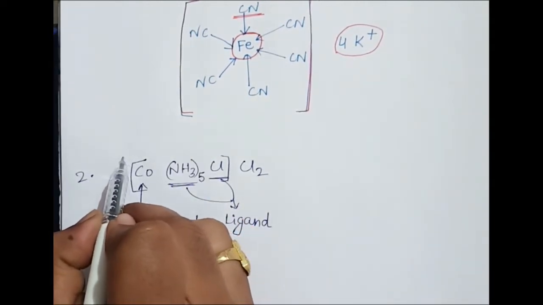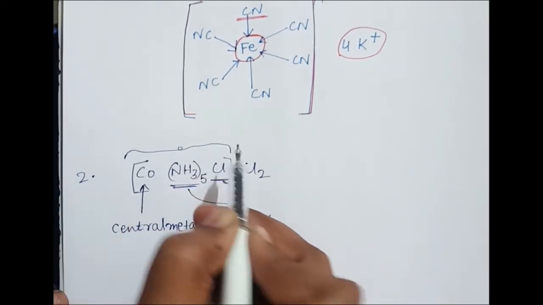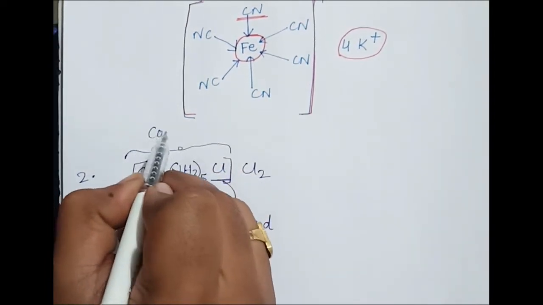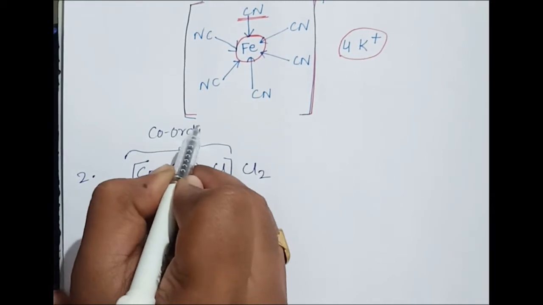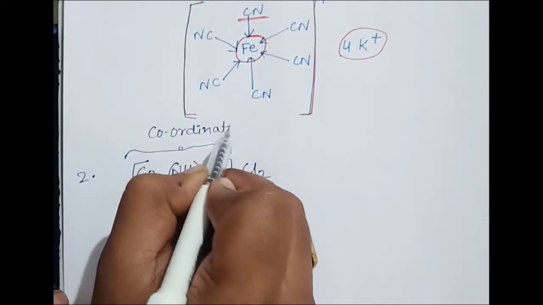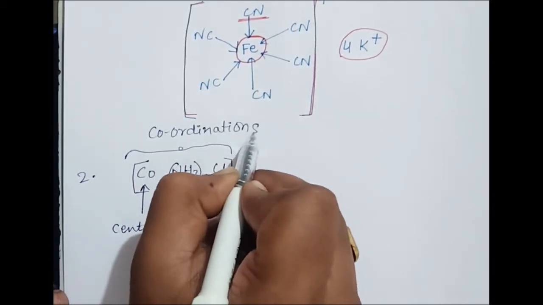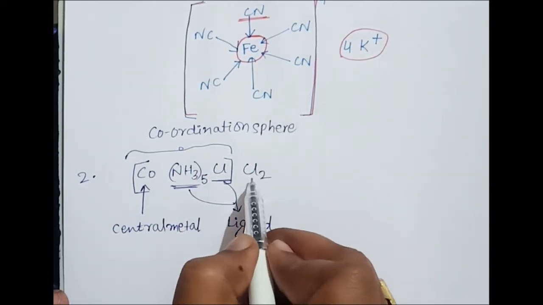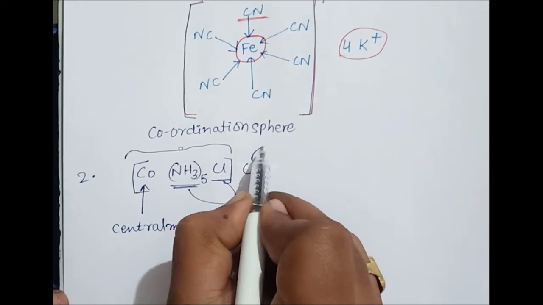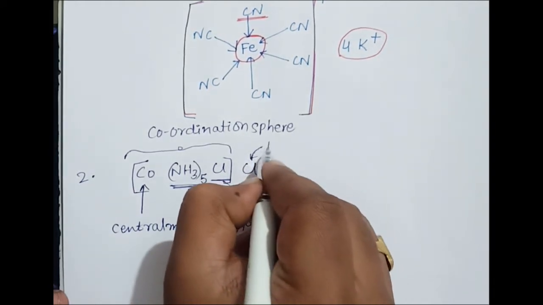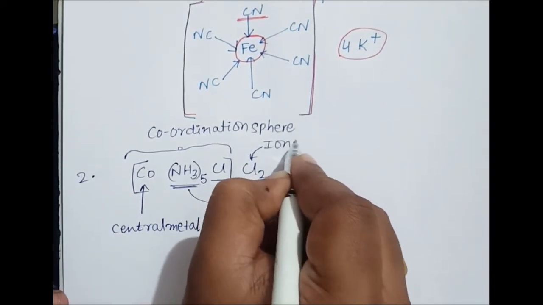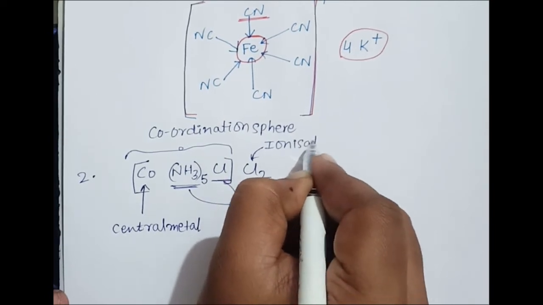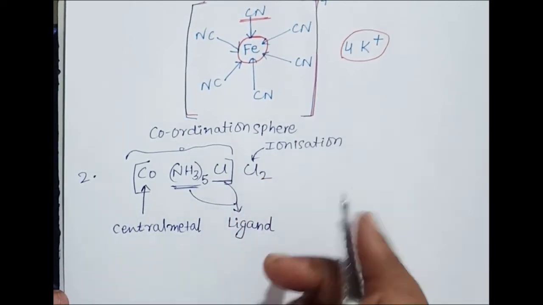And what about this one? The whole group inside the bracket is called the coordination entity. The next one, the group which is present outside the bracket, this chloride, is called the ionization entity.